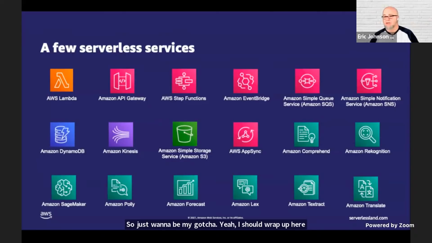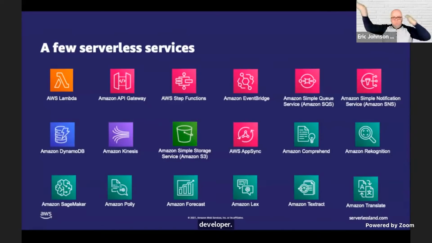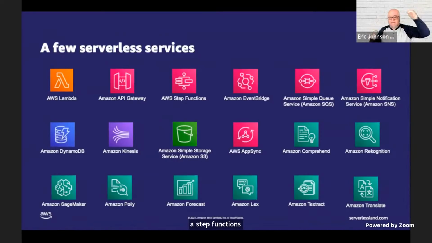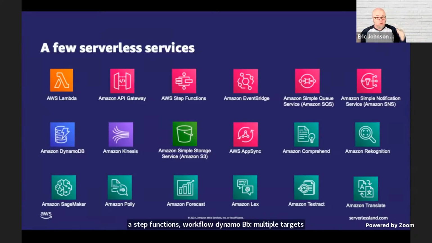Okay, so a couple of the services you can see here. Amazon EventBridge allows you to go cross-region, meaning globally around the world, and cross-account. This is an event bus. If you're a developer, hopefully you've heard of a bus, where I can drop events onto a bus, and multiple targets, a Lambda function, a Step Functions workflow, DynamoDB, can react to that based on rules. Again, no servers being set up, and you only pay for the actual events going through.